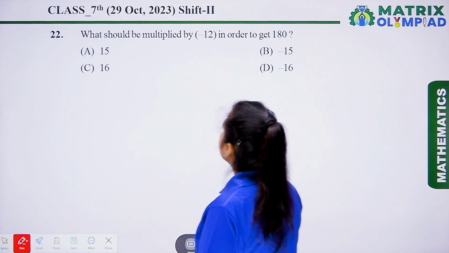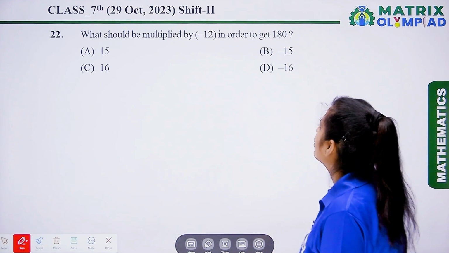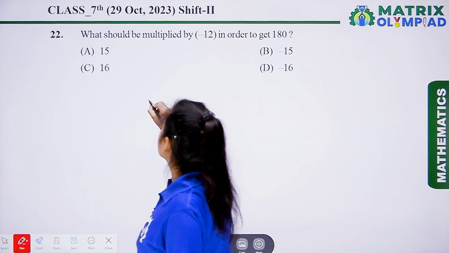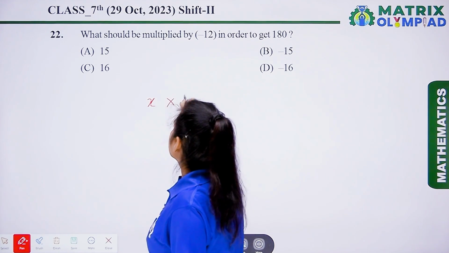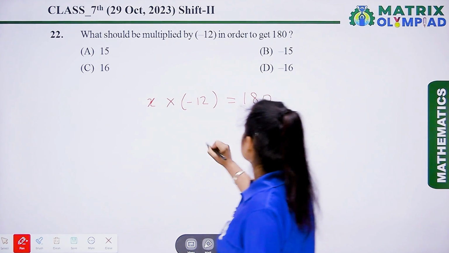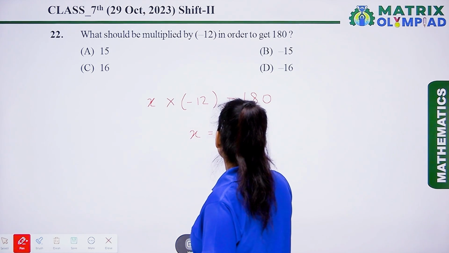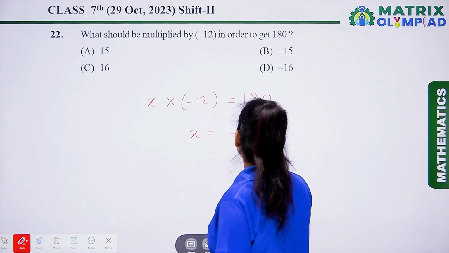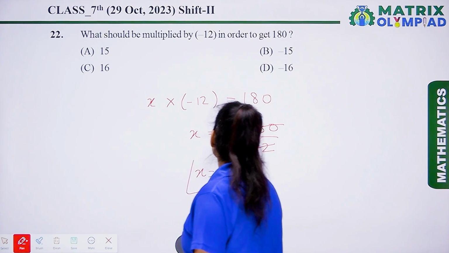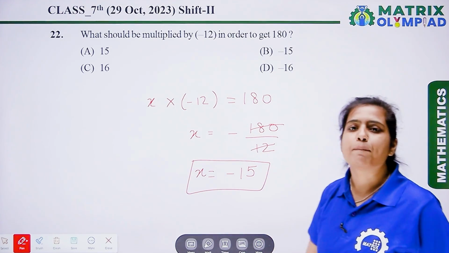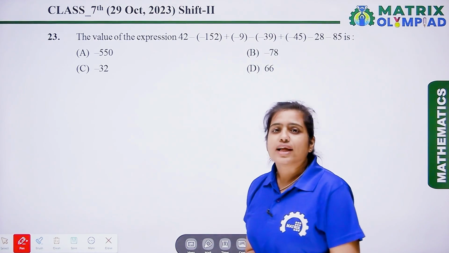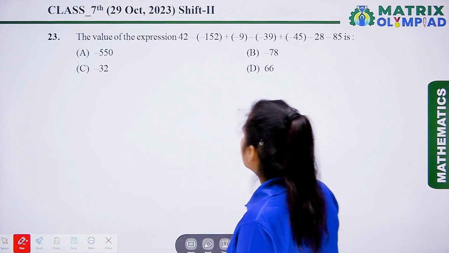What should be multiplied by minus 12 in order to get 180? So we have to multiply a number. Let the number be x. That is going to be multiplied by minus 12 and it gives 180. So x is equal to negative 180 by 12. After cancellation, we will get negative 15. So the value of x is minus 15. Here, option B is the correct answer. Now, the next question is question number 23. Let's solve it.